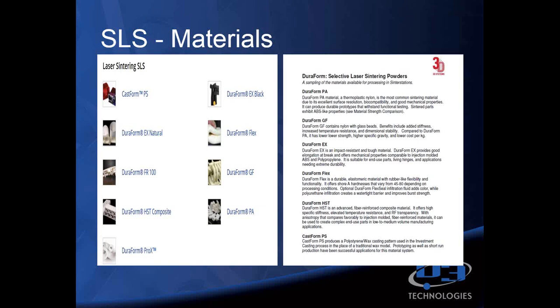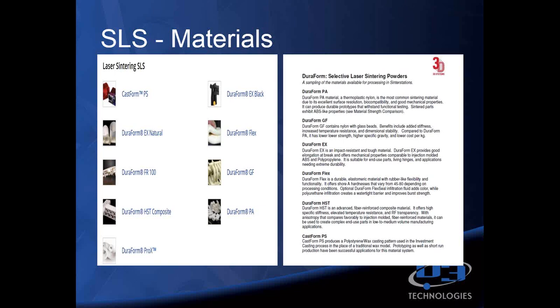Then you've also got Duraform Flex. So Flex is, again, more of an elastomeric. It's got a little flexibility to it, so it offers a Shore A hardness from about 45 to 80, depending on some of the various processing conditions. Then you've also got Duraform HST. That's more of an advanced fiber-reinforced composite material. Again, it's really great for temperature resistance and things of that nature. And lastly, we have a Castform PS.